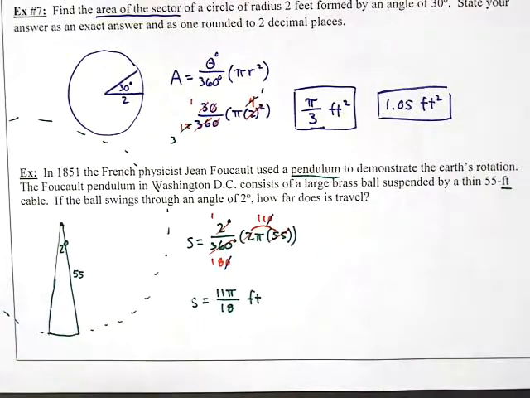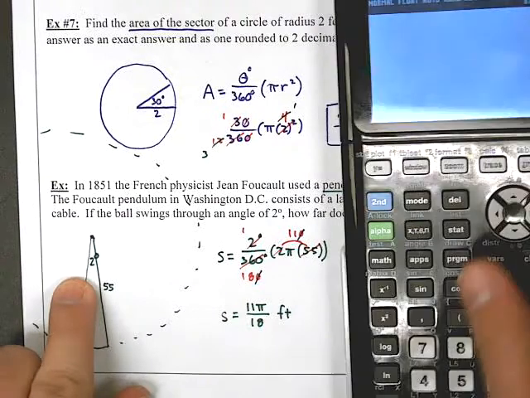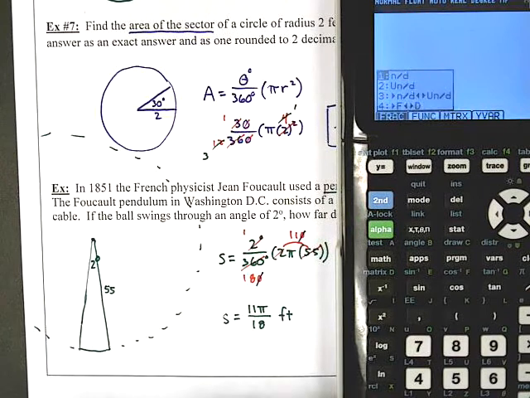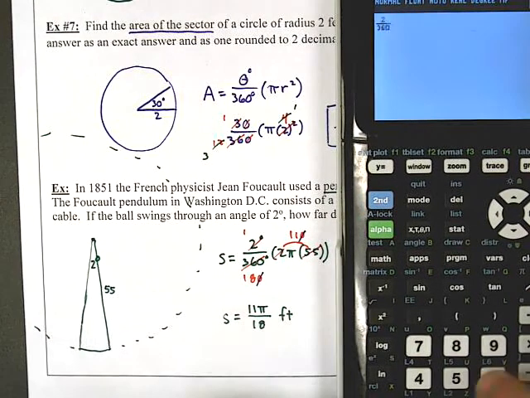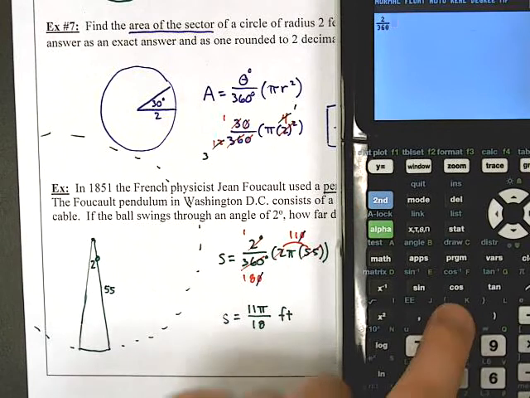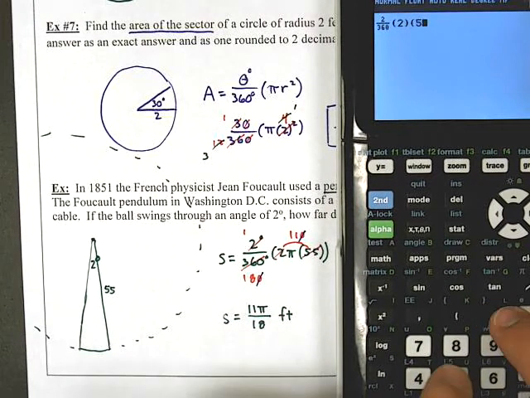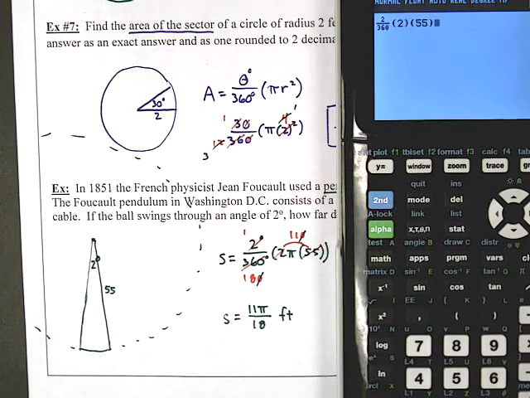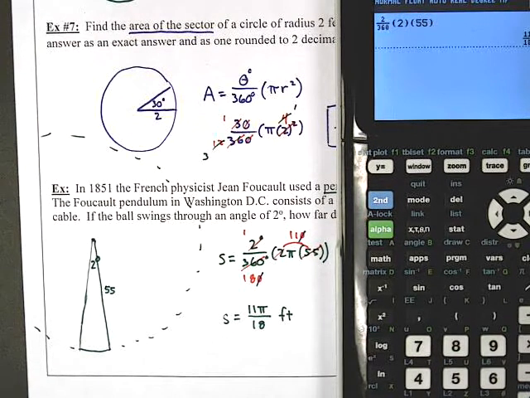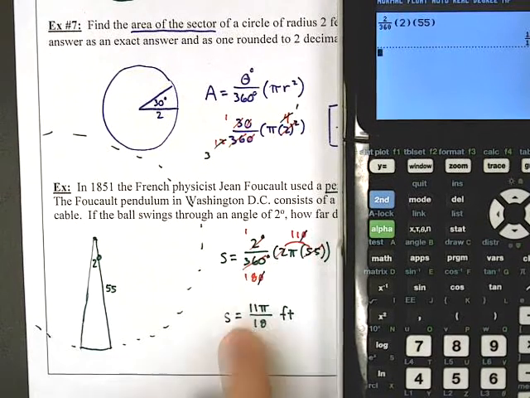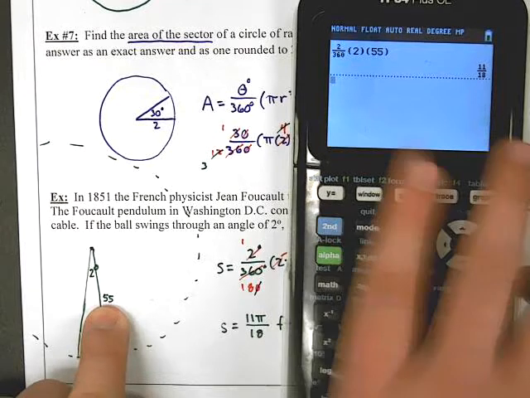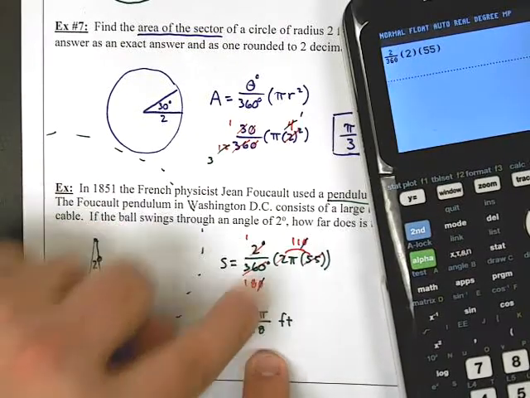On something like this, especially a real world application, I would completely be okay with you using a calculator. And guys, you know how to use your calculator. I mean, alpha y equals, get a fraction, you can do 2 over 360, you can do 2 and times 55. Notice I kept the pi out of there because I wanted to keep my answer exact, right? So if I hit enter, I get the fraction that I wanted, and just understand that the pi is still there, right? So 11/18, and then you just tack the pi back on.